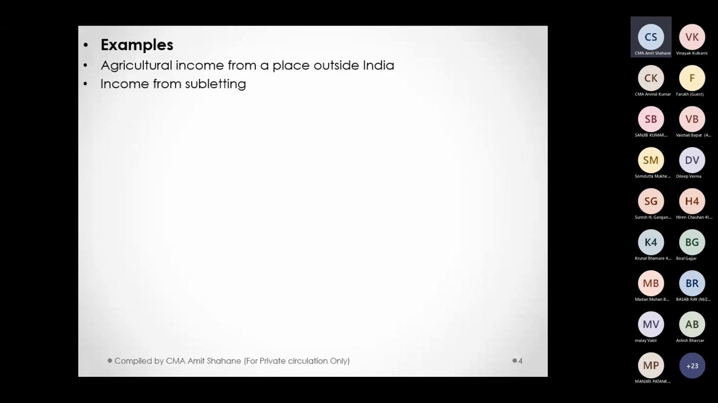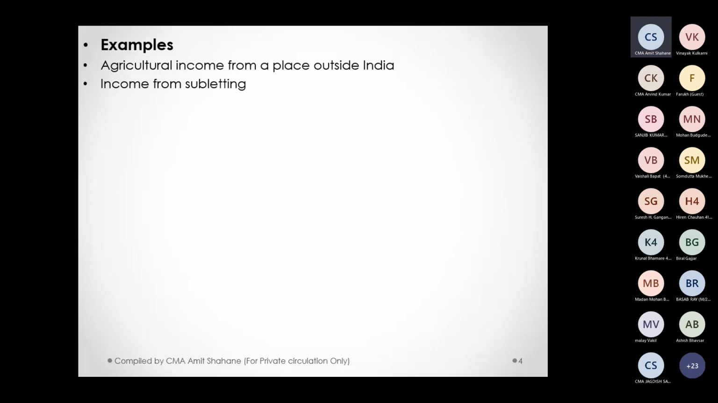Now, you have studied or you already know income from house property. In that case, whatever rent you have received, or the gross annual value of that property, from that you get the deduction of municipal taxes paid. Whatever remains is called the net asset value, and on this net asset value you get a standard deduction of 30% and the rest is taxable. Now, this income from subletting is chargeable under the head income from other sources.